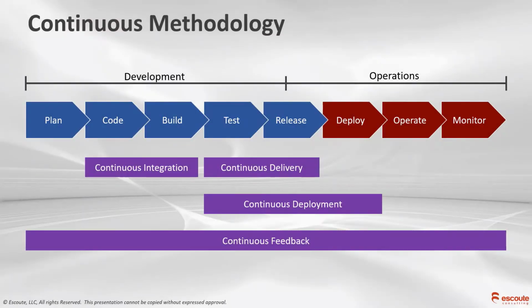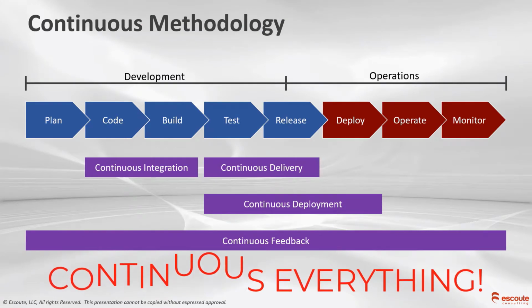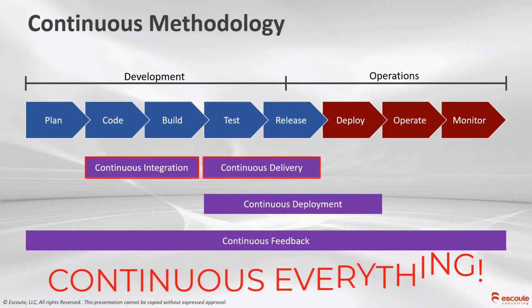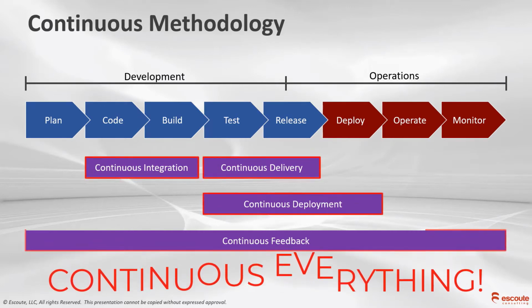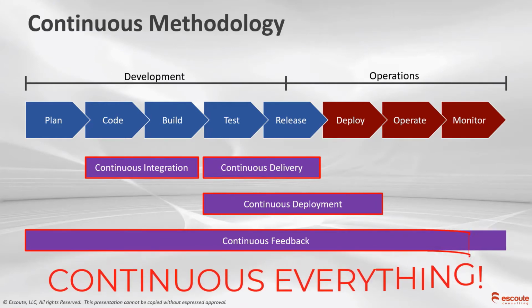Continuous everything. Alongside the phases of the DevOps pipeline, you'll commonly hear people talking about continuous everything: continuous integration, continuous delivery, continuous deployment, and more. They do serve a purpose. Let's break down each one of these terms and how they relate to the phases of the pipeline.